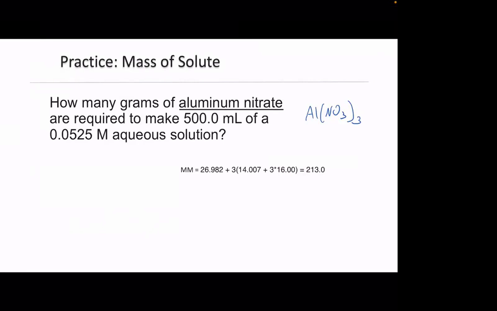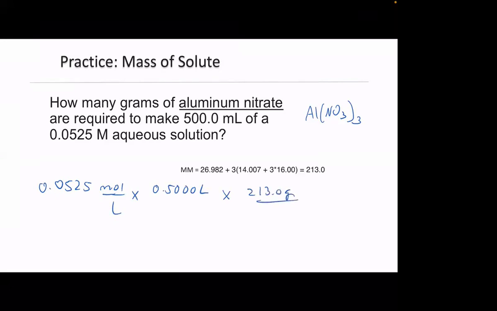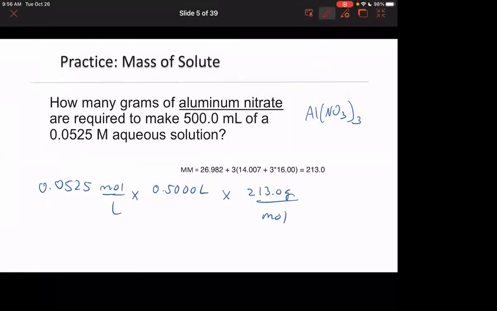Okay, so we've got 0.0525, and I'm going to write it as moles per liter because I can see the units, and I want to get rid of the liters. So I'm going to say 0.5000 liters times this 213.0 grams per mole. Looking at my units, moles cancel out, liters cancel out, it gives me my grams, and we said 5.6 grams.